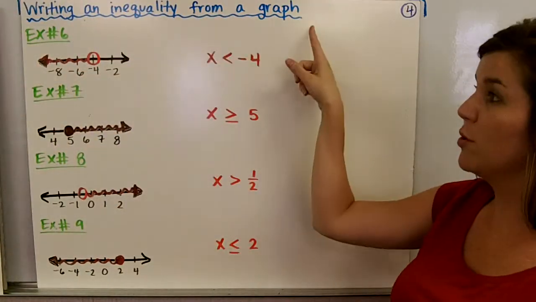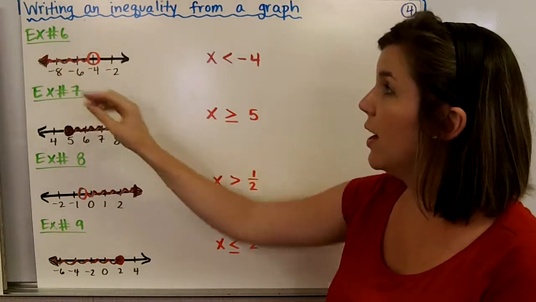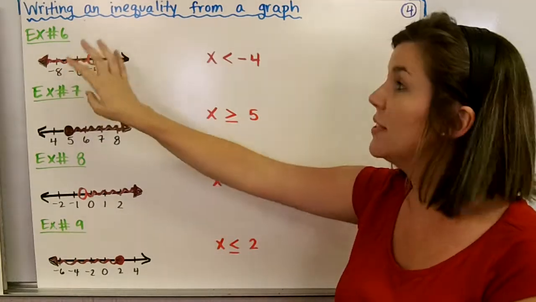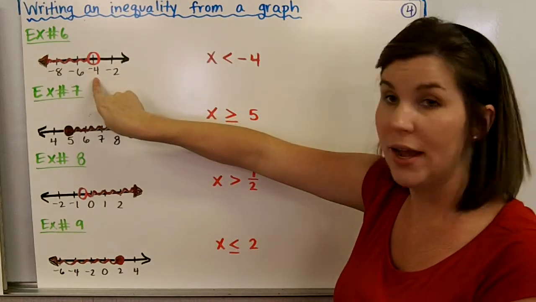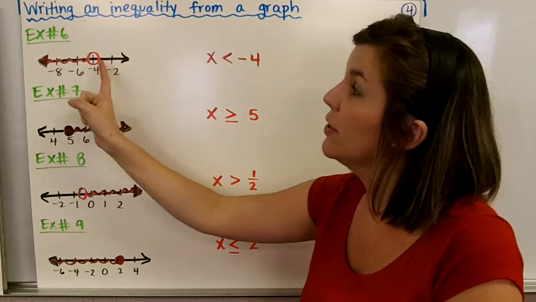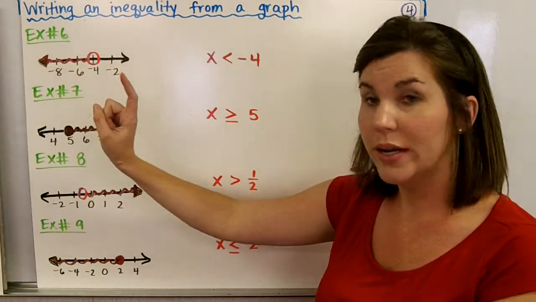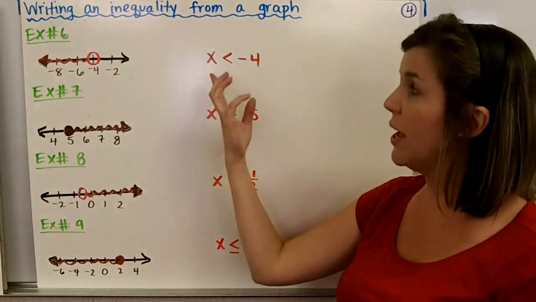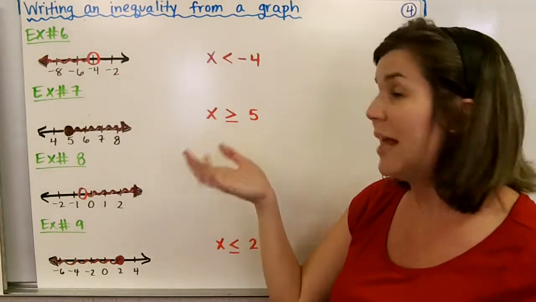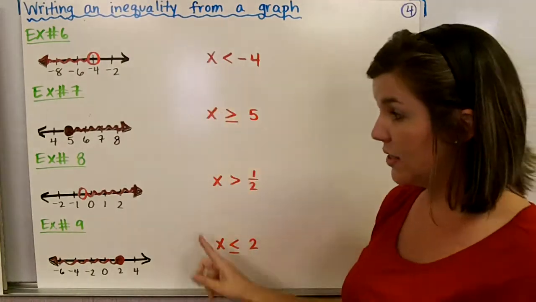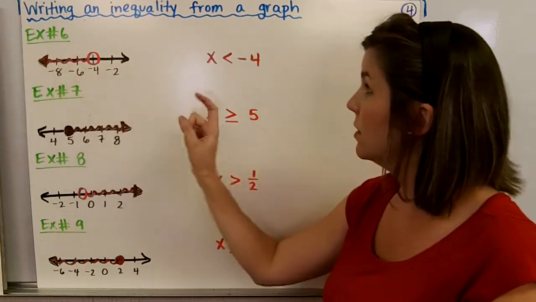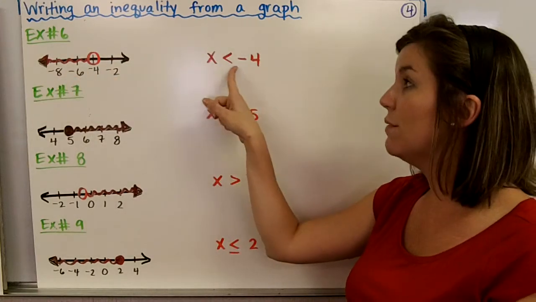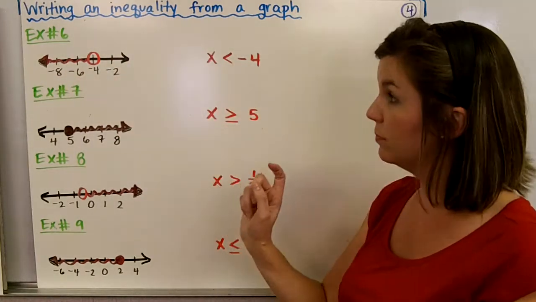Writing an inequality from a graph. So here you're given the graph, and we can take these graphs and write the inequality statements. So you have an open circle at -4, and everything less than -4 has been shaded. So I used the variable x. You could use any variable that you want, a, b, c. I used x for these 4 problems. x is less than -4. Now I don't have the bar because I have an open circle.